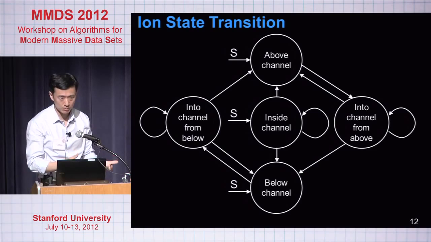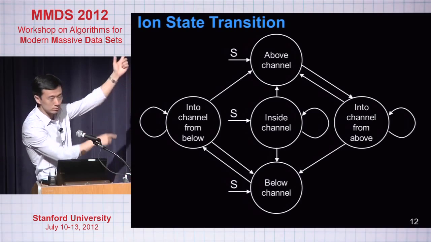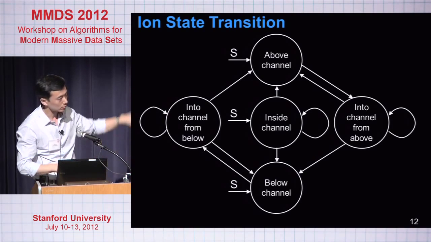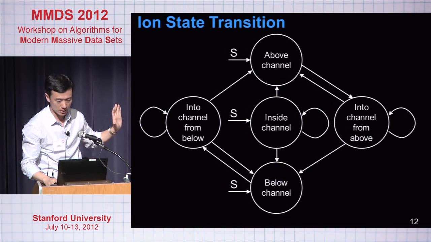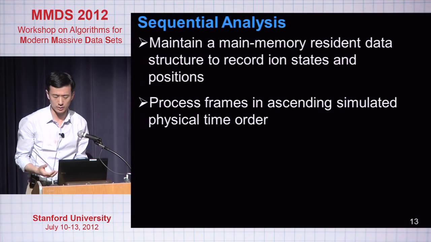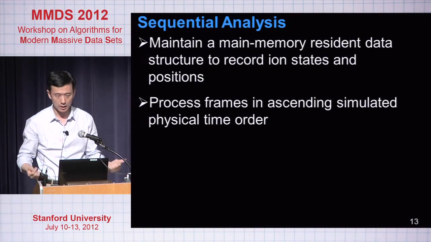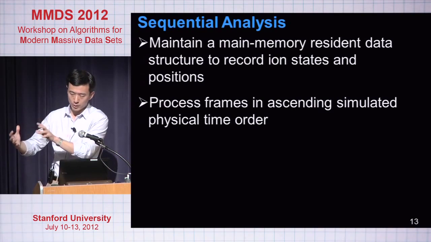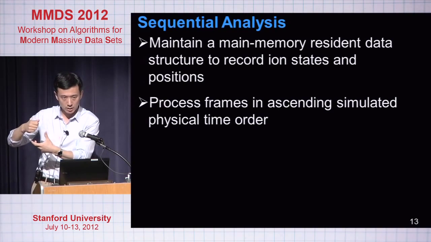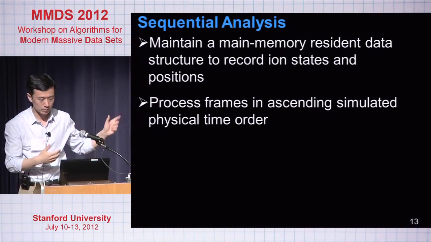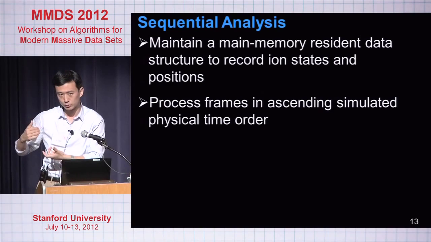So this is a transition diagram. Let's say it's a state transition graph, with an initial state, some event takes place, and it moves to the next state. There's some interstate dependency when you do this kind of analysis. If you do this sequentially, the easiest way is to maintain a memory data structure to keep track of all the ions you're interested in. When you read a new frame, you can retrieve the position of the ions you're interested in, then update the state according to the state diagram I just showed you.